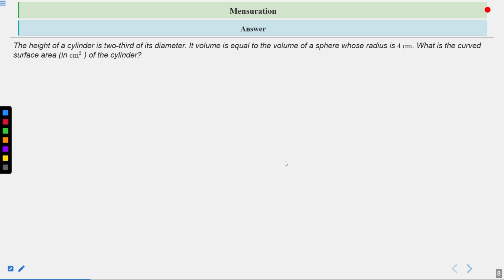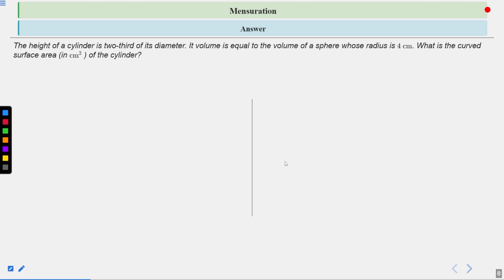So the question says that the height of the cylinder is 2/3 of its diameter. So the relation between height and the diameter of the cylinder is given, and it is also given that the volume of the cylinder is equal to the volume of the sphere whose radius is 4 centimeter. So we can calculate the volume of the sphere. We know that the volume of a sphere is 4 by 3 pi r cube. So we can equate it with the volume of the cylinder, which is pi r square into h. Equating it, we get the value of r.